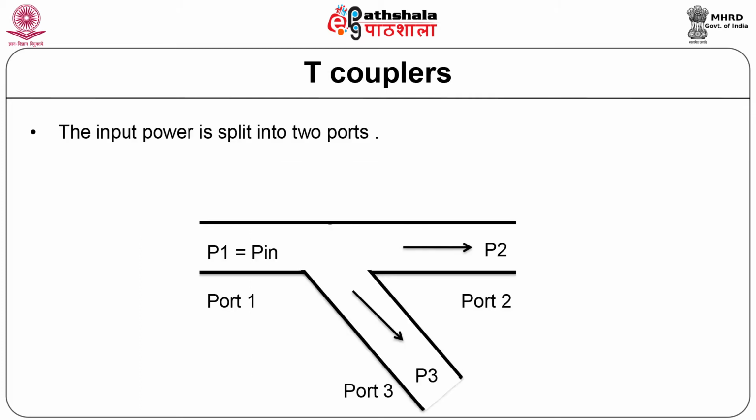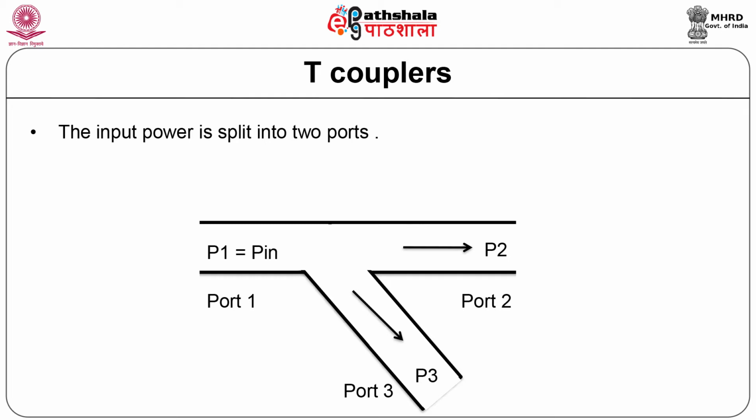T couplers. The figure shows a T coupler. Power is fed into port 1 and is split into two parts, P2 towards port 2 and P3 towards port 3. P2 and P3 need not be equal. Splitting is determined by the detailed coupler structure. The splitting is expressed either in decibels or in percentage.